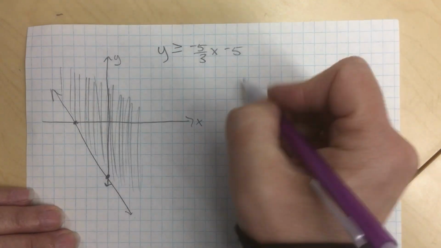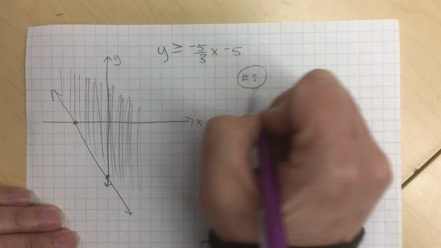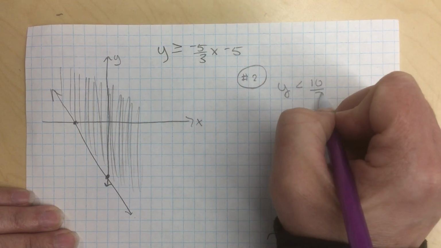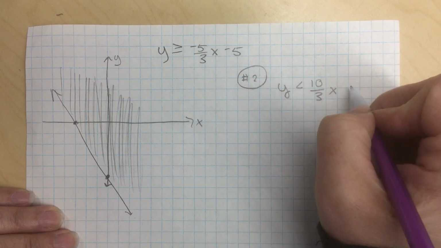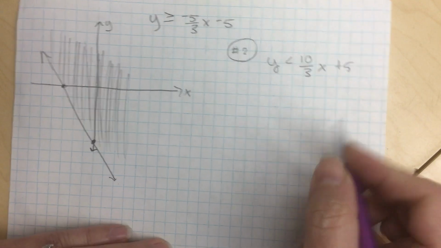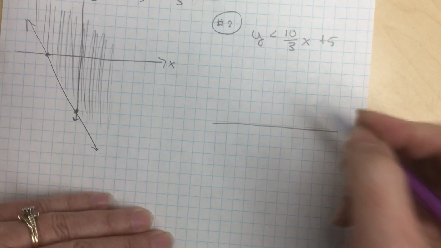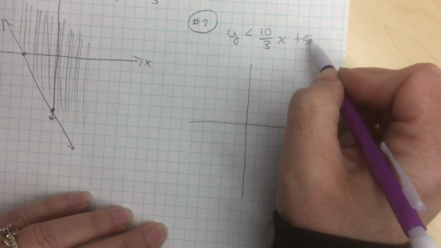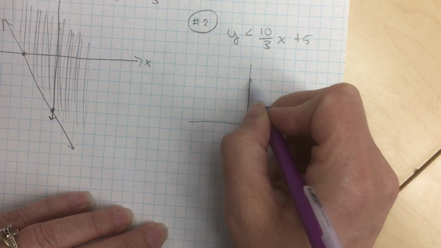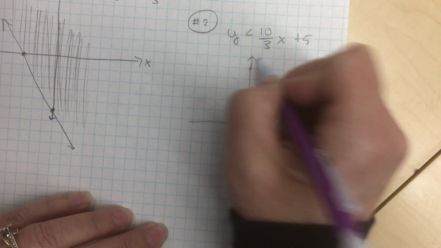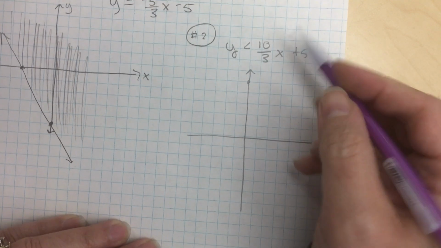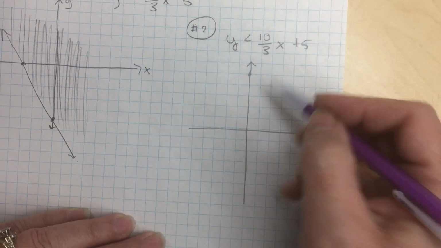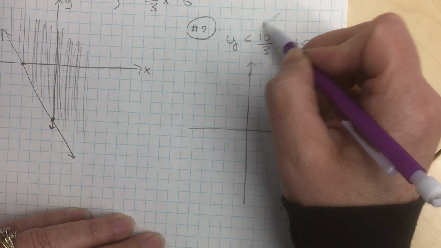So example number 2 is y is less than 10/3 x plus 5. You're going to start the same way. So we're going to go up to 5, 1, 2, 3, 4, 5. And then the slope is 10/3. Well, again, if I go up 10 over 3, I'm way above my graph. So I just need it to have a positive slope.